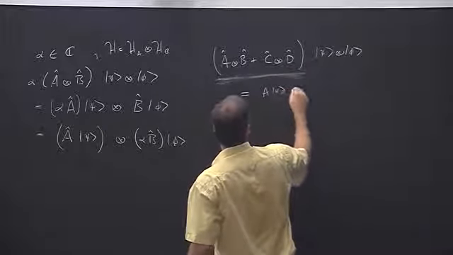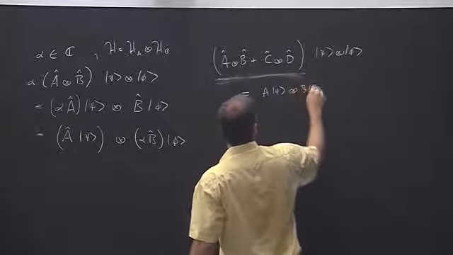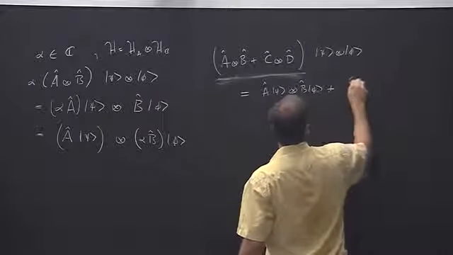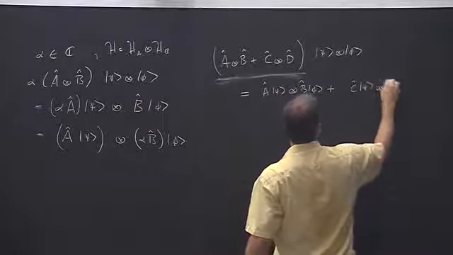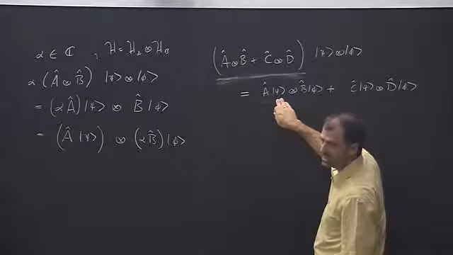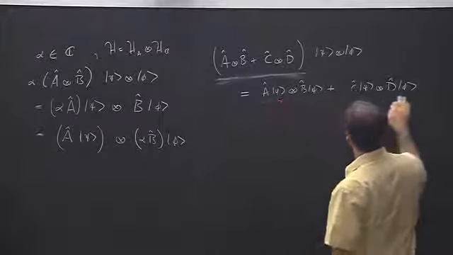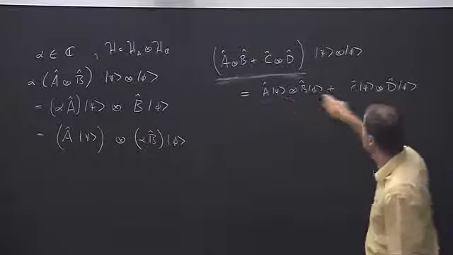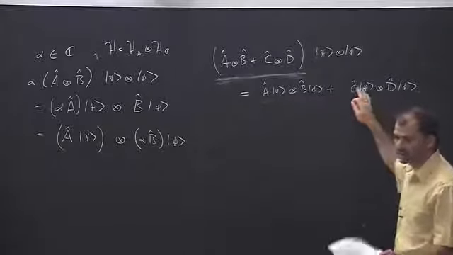A psi cross B phi plus C psi cross D phi. Okay, then we can evaluate what state we get. And here, assuming A is different from C and B is different from D, we've created an entangled state, which we'll explore next class.